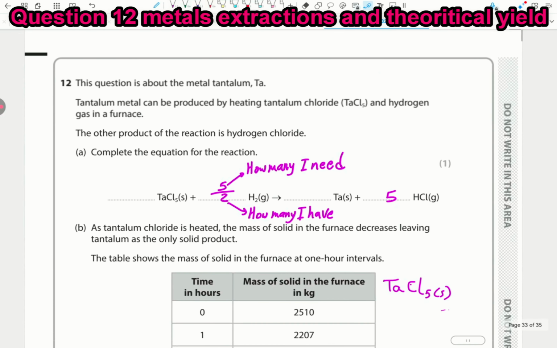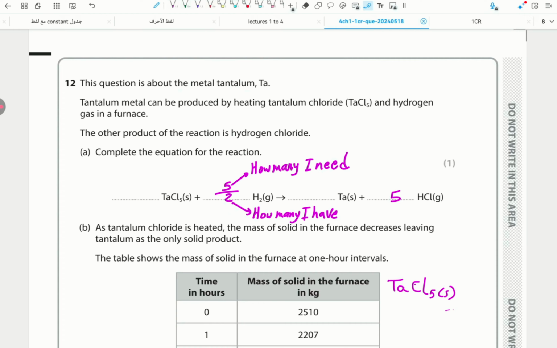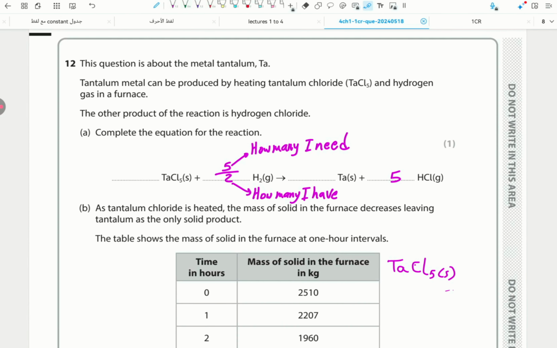Today, my friends, we are going to answer the last question. This question is about tantalum, which is an element in the periodic table. Tantalum metal can be produced by heating tantalum chloride and hydrogen gas in a furnace.